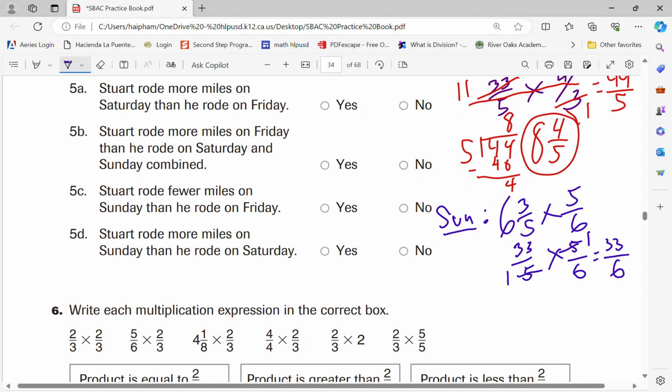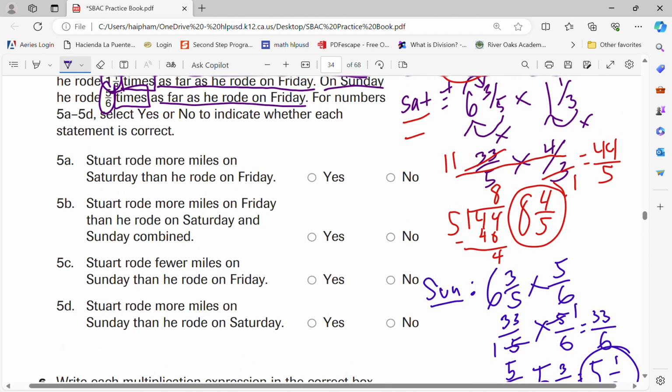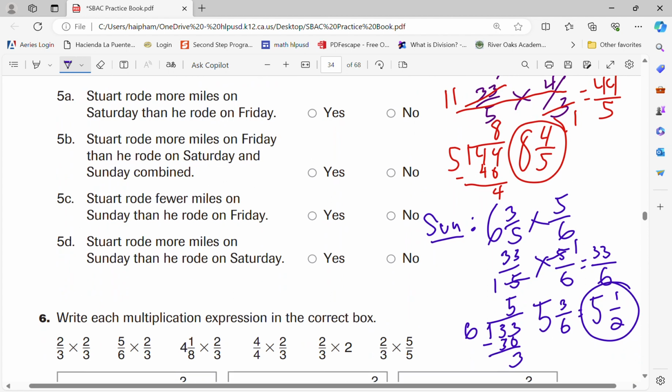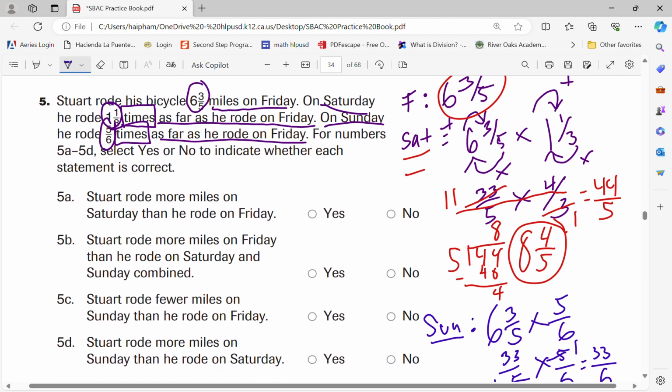Now let's simplify or rename this into a mixed number. 33 divided by 6 will be 5. 6 times 5 is 30. And you subtract, you get 3. So we end up with 5 and 3/6, or 5.5 for Sunday. Okay, since I have all my math completed, let's look at each statement to determine whether it's true or not.